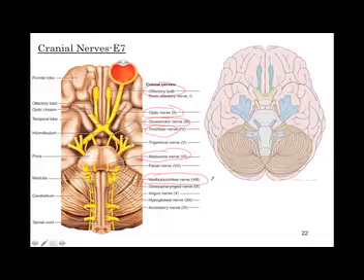The book goes into a significant amount of detail for each of these. The sensory portions and the motor portions, and specifically the muscles and the glands and things that they innervate. Let's not worry about that. Just have a general idea what they do.